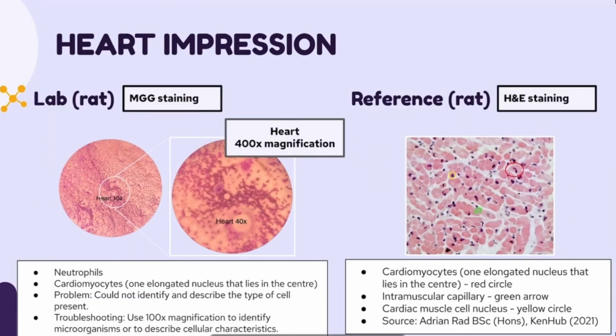In heart sampling using MGG stain, we observe neutrophils and a cardiomyocyte with one elongated nucleus that lies in the center, while in the reference cell there is a cardiomyocyte shown in the red circle, an intramuscular capillary shown by the green arrow, and a cardiac muscle cell nucleus in the yellow circle. For a better view, we need to use 100 times magnification.